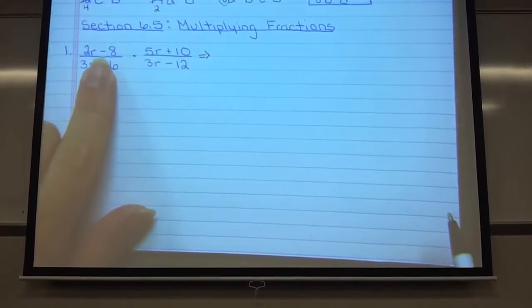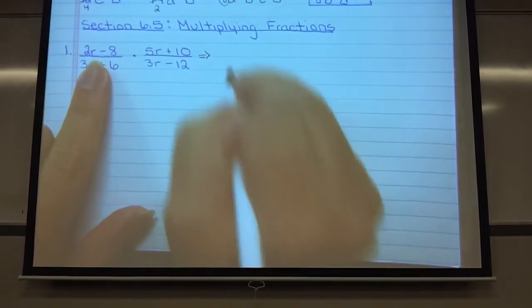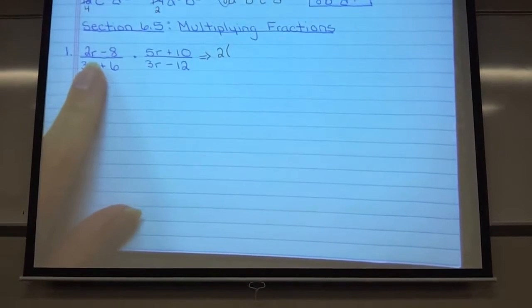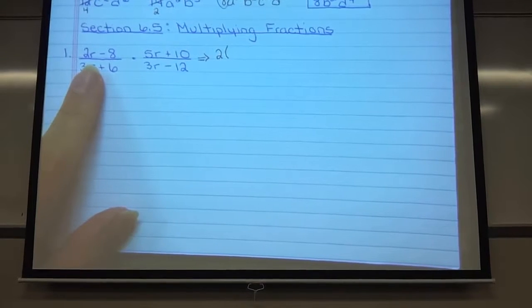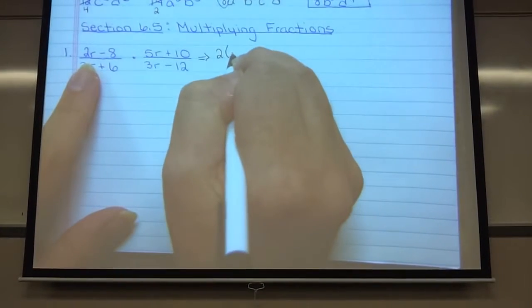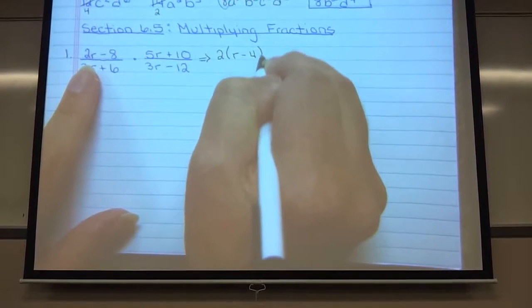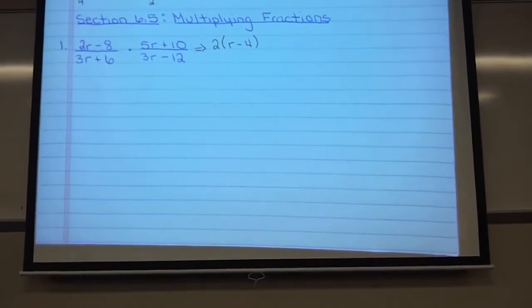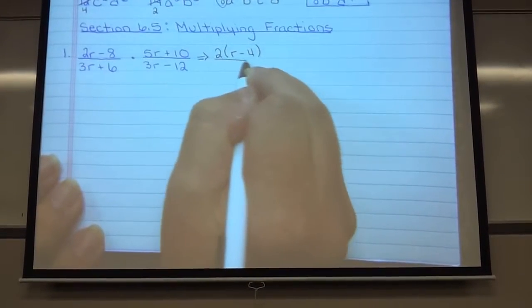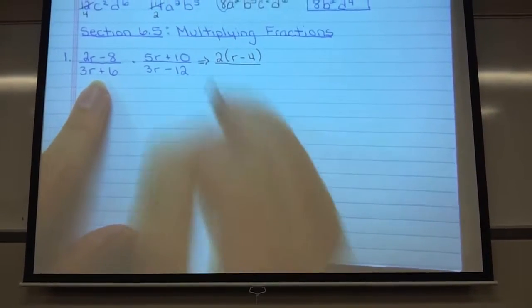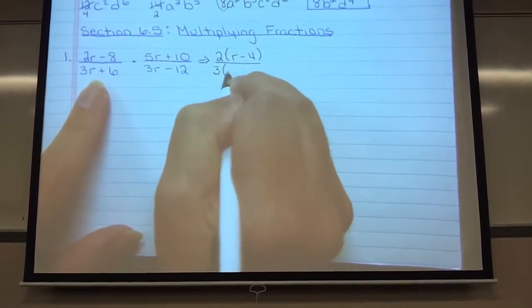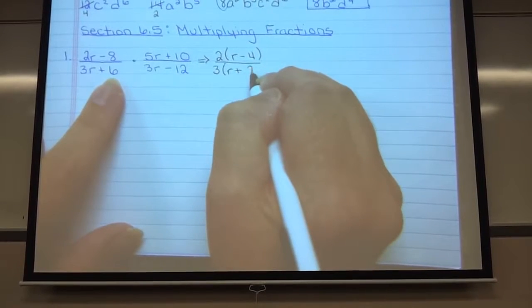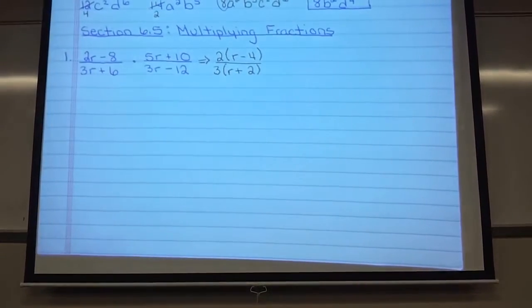With this first one, what could we factor out? 2. And what would you have left if you factor out a 2? R minus 4. This part you've just got to know how to do now. I can't spend my time on taking out a GCF because we've done that for 3 weeks now. All over, what could I take out of the bottom? 3. And we're left with r plus what? 3 goes into 6 2 times. Okay, so we factored the top, factored the bottom.